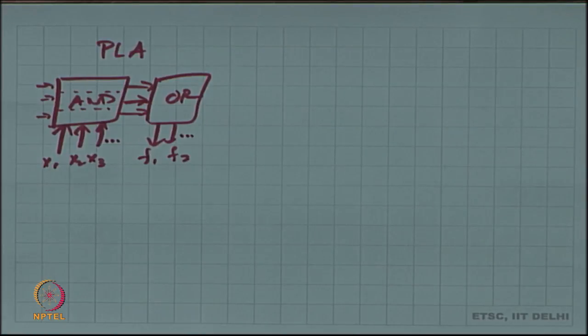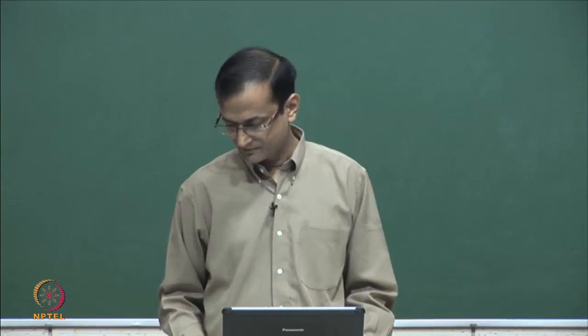So, I want to know what is the critical path through this structure. All of this is still combinational logic, right. There is no sequential element there. If you have a sequential element, it is outside, like we had in the case of the state machine. Where is the critical path through this structure?